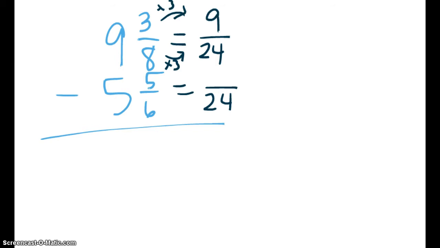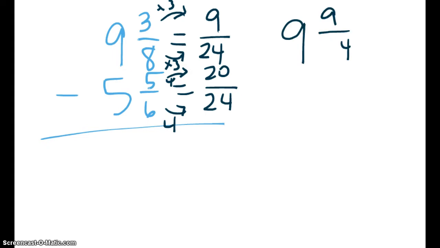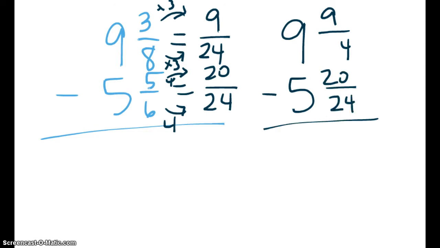over 3. So that's 9/24. And we can multiply this by 4 over 4. So that's 20/24. So now let's rewrite it. 9 and 9/24 minus 5 and 20/24. Now here's the problem.